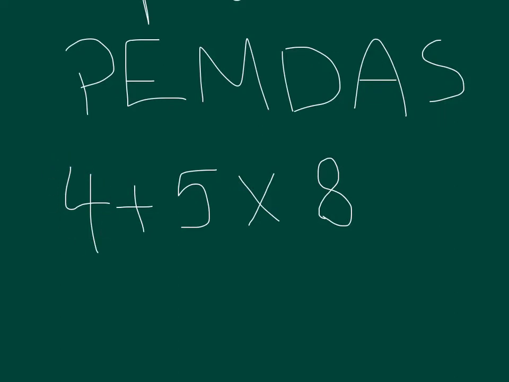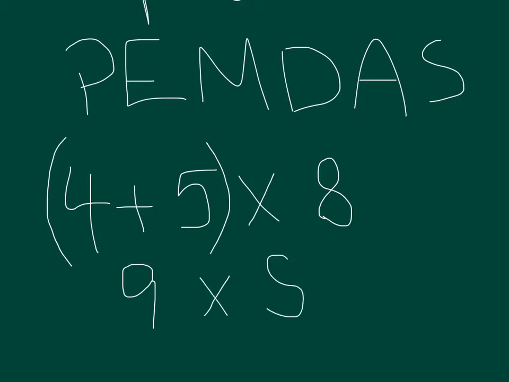But what if I changed it and I did this? Put parentheses there. What would be our answer now? Well, let's see. 4 plus 5, because you have to do the parentheses first, 9 times 8 equals 72. Completely different answer from 44. Now you see why parentheses are very important to do, why you must do parentheses first.